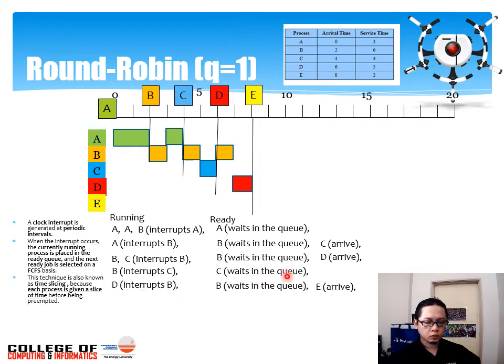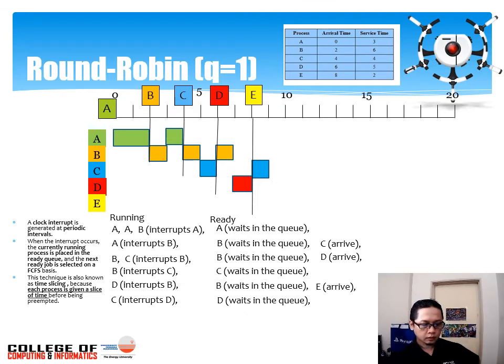Okay, there are also processes waiting previously in the ready queue. So next, C will interrupt D. The process that was interrupted will go into the ready queue. And then it will follow this flow on and on until all the processes finish executing according to the service time here.